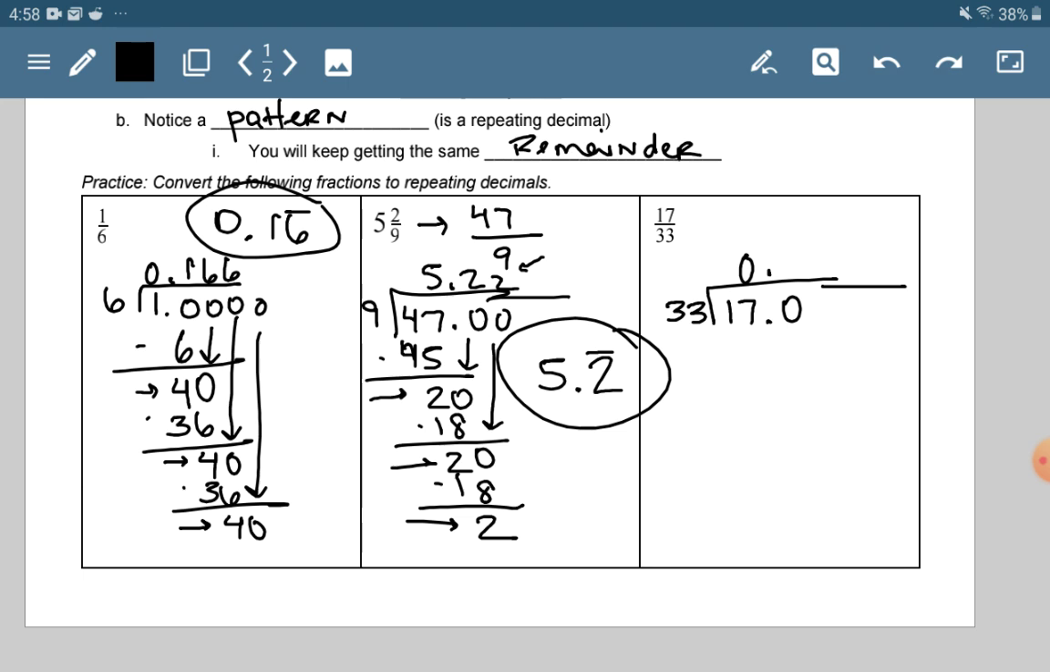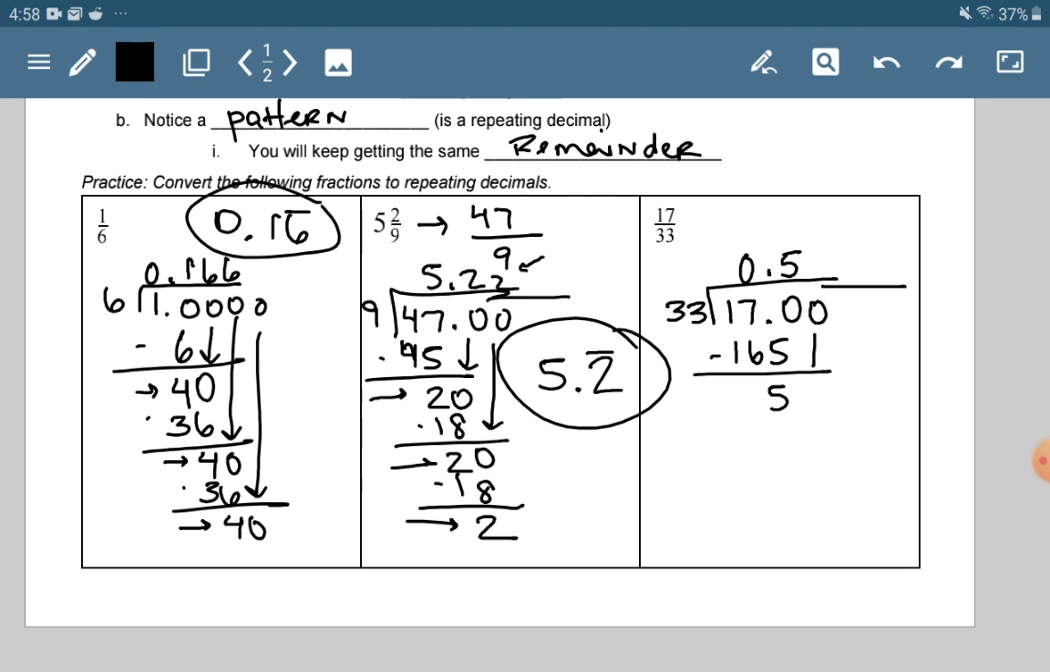33 can go into 170 though. When you're doing this math, I would recommend rounding that 33 to a 30 because it's a little easier to count up by. You can count up by 3s, and that's the same thing as counting up by 30s. 30, 60, 90, 120, and so on. You're going to find out that 33 can go into 170 5 times. And if you were to work out 33 times 5 off to the side, you would get 165. When you subtract, you get 5 left over.